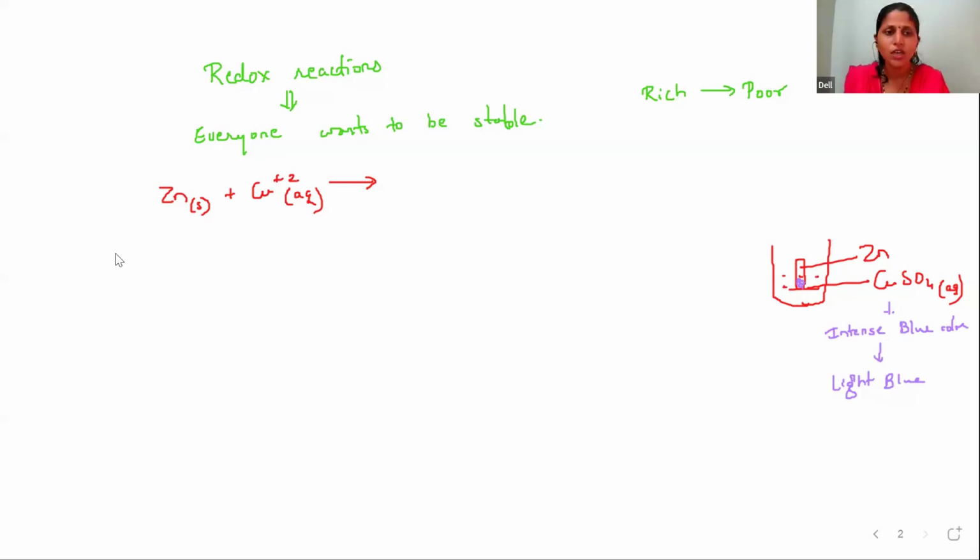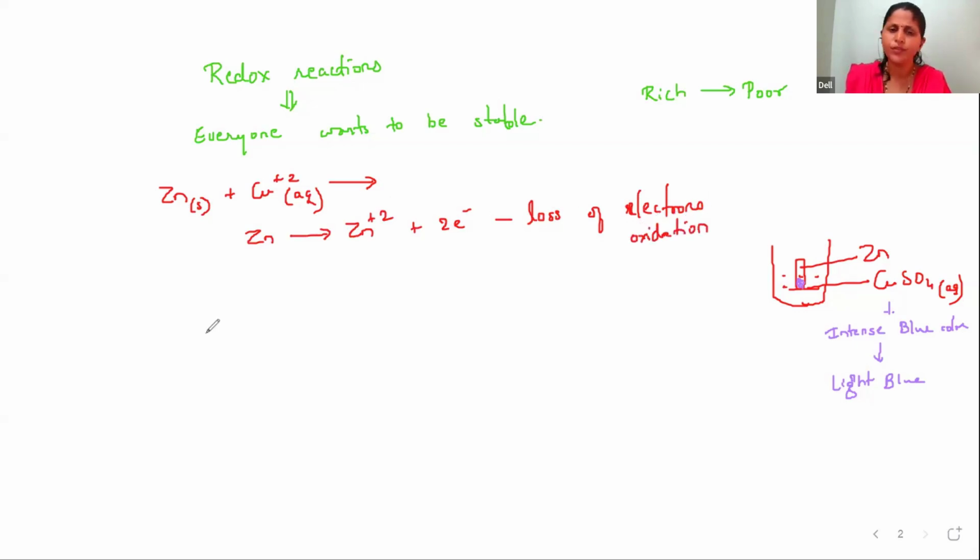Now, why is that change in color? Let us see. So zinc, what it does, zinc donates electrons. Zinc donates electrons and becomes +2. So it will donate 2 electrons and become +2. Okay. So what type of reaction is this? This is loss of electrons. It is giving electrons, yes or no? It is oxidation. Right? Fine.